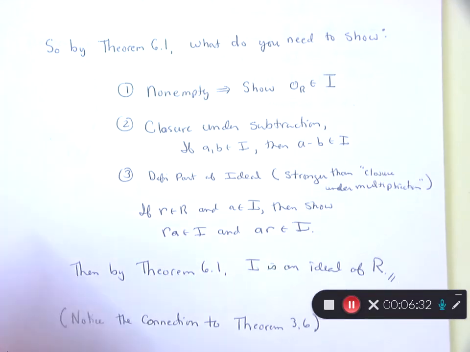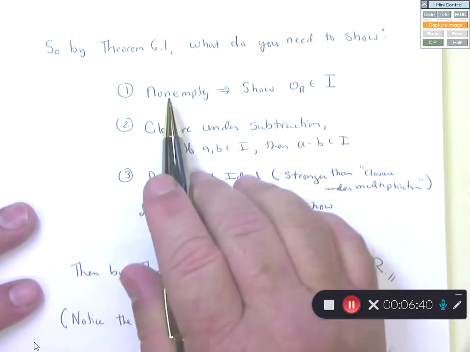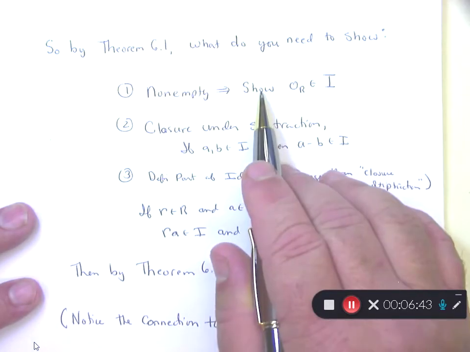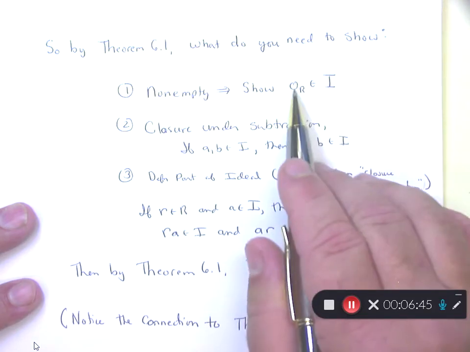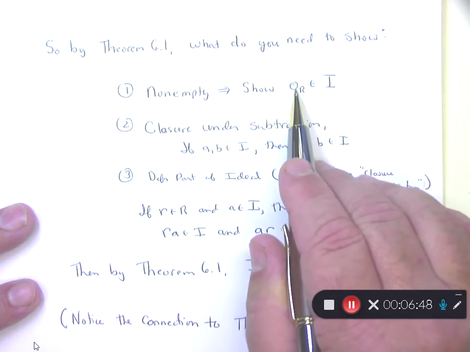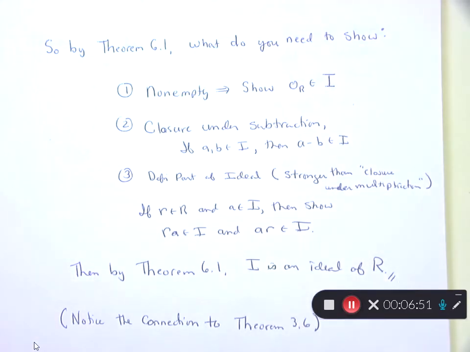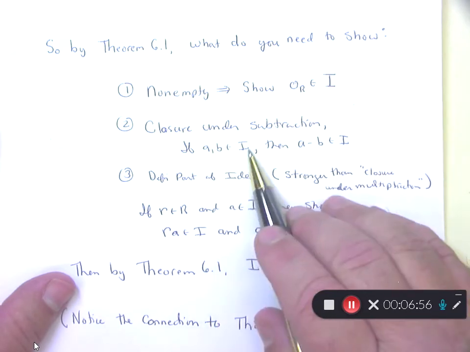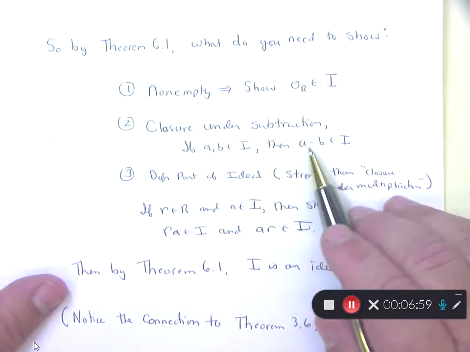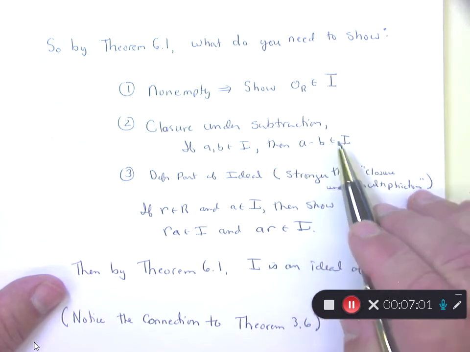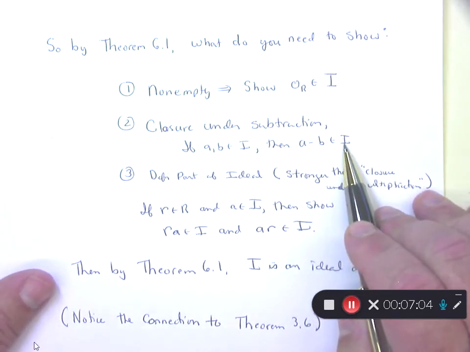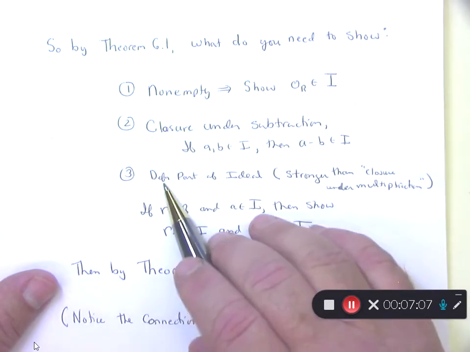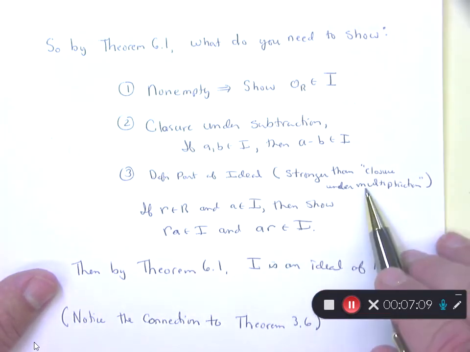So by Theorem 3.6, by Theorem 6.1, what do we need to show? Because of that non-empty aspect, we got to show it's non-empty, and the easiest thing to show non-empty is to show the zero element from ring R is inside of I. The second thing, you got to show the classic closure under subtraction. You're going to give yourself two elements inside your set and whatever property that means, and then you're going to show that the subtraction of those two elements must also have those properties, aka be inside the set. And then you got the definition part of ideal. It's stronger than closure under multiplication.